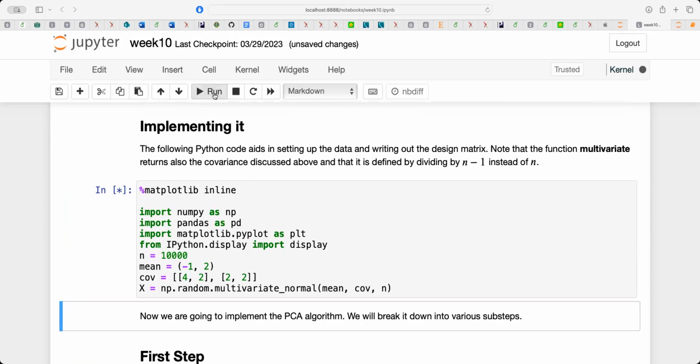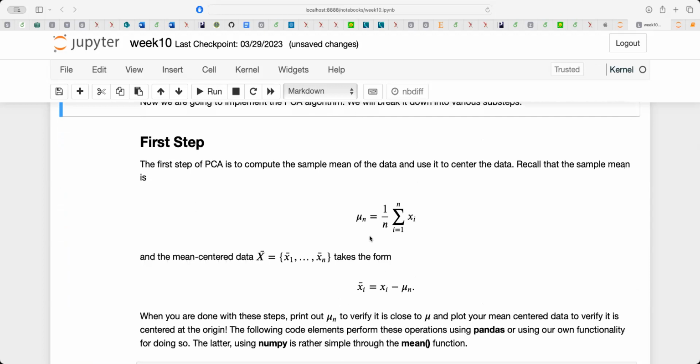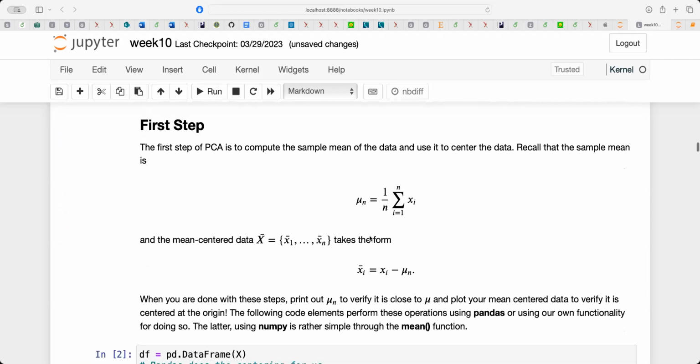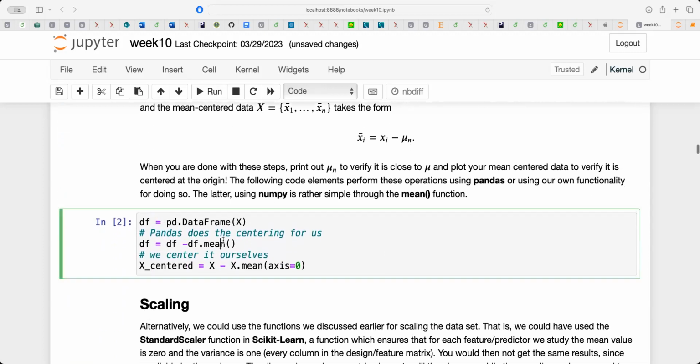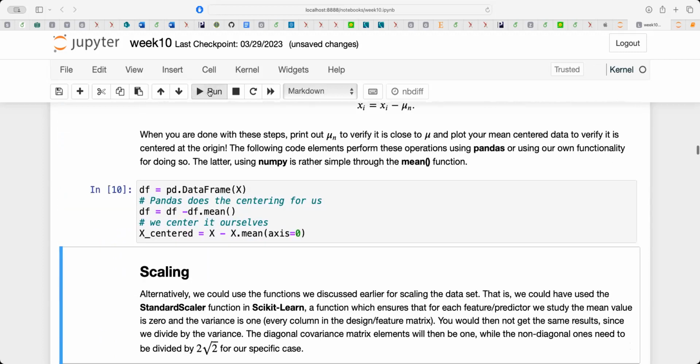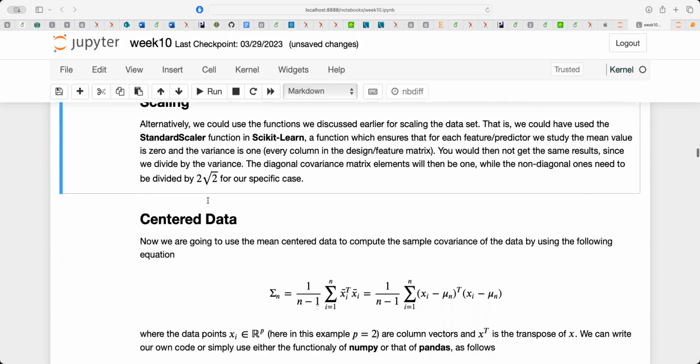So let's do that. Then I'm centering the data. These are the basic steps. When you set up the correlation matrix, you could actually do this. I'm using pandas, and then I subtract the mean from every column. This is pretty straightforward, and just one of the tons of ways of doing that.